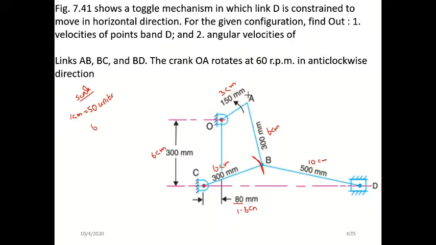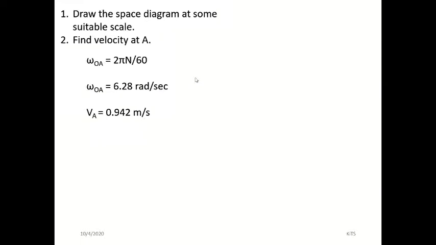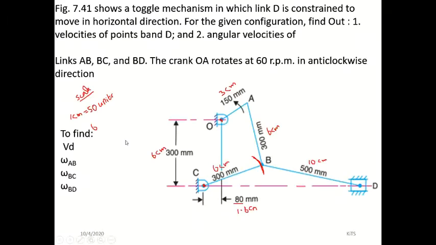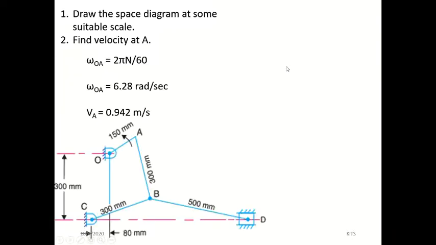Now we have to draw the velocity diagram. Here I have put the step-by-step procedure. First we have to draw the space diagram, which we have already drawn. Next step, we have to find the velocity of A, because they have given the crank speed. Crank speed is 60 rpm. Based on that, we can find the velocity of the link OA.